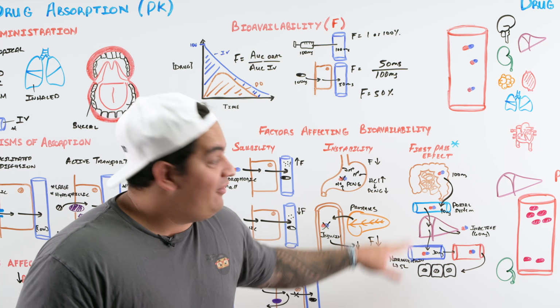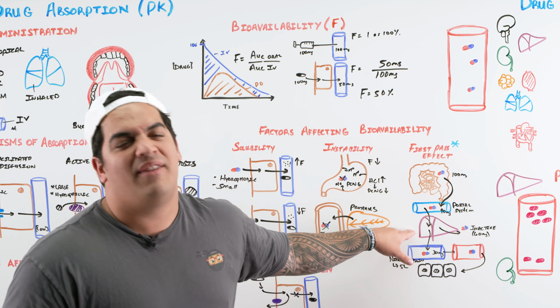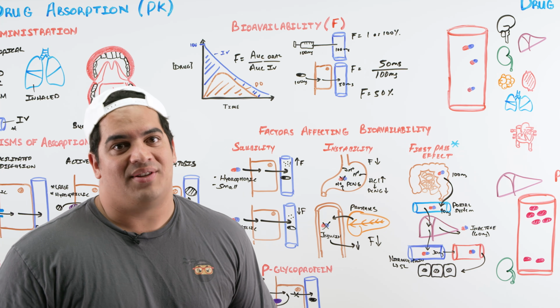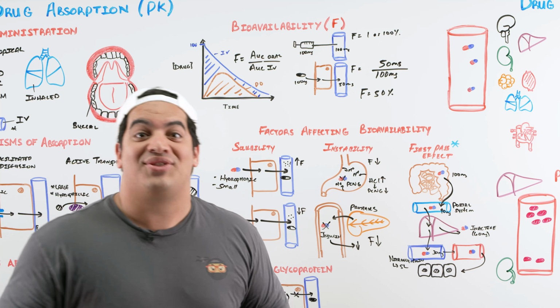If you give it orally, it gets chewed up by the liver so much that very little of it actually gets into the bloodstream to exert its effects. And that's why certain drugs are given via certain routes.